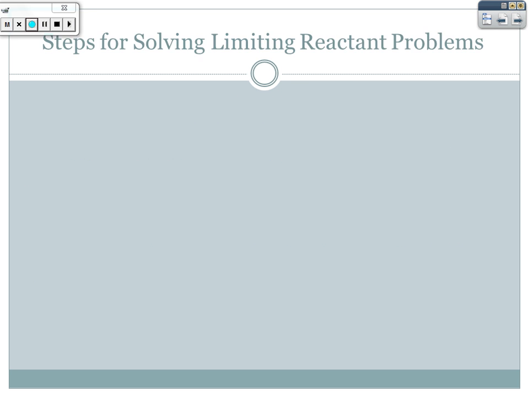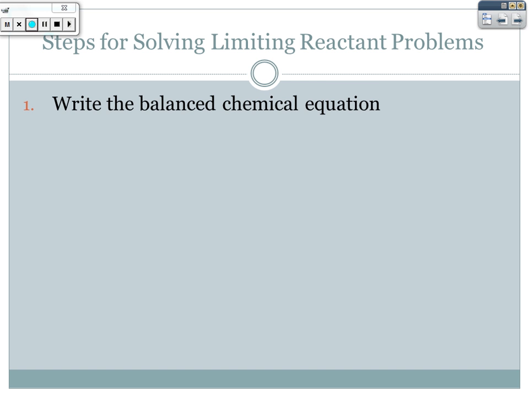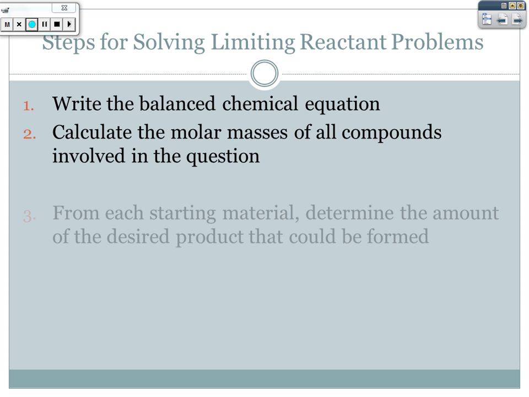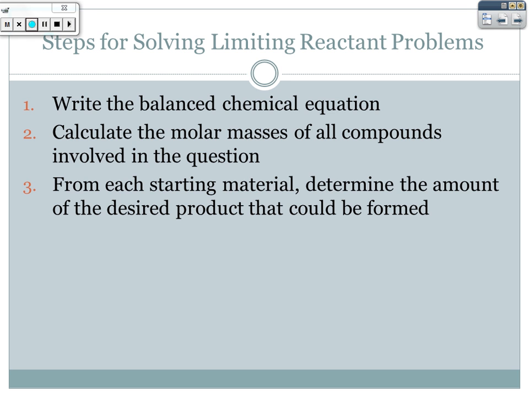That's really key. So in order to solve for the limiting reactant, we're going to follow the following, I think it's 5 steps. So the first one, we're going to write the balanced chemical equation. After that, we're going to calculate the molar masses of all compounds involved. From each of the starting materials, we will determine the amount of the desired product that could be formed. Now, we can either do moles or we can do grams when we're talking about amount. It doesn't really matter. Going to moles is the easiest because then it's just one step less.